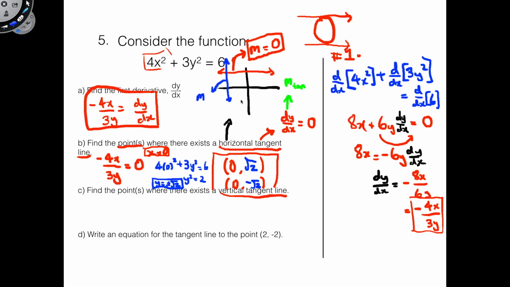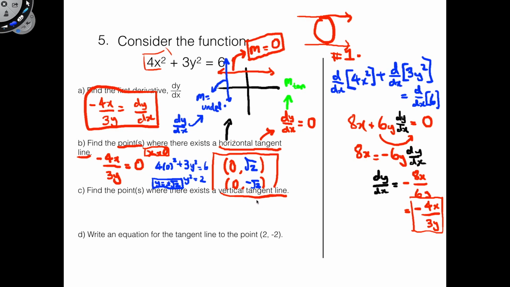Well, the y values are increasing, but the x values are not. So that suggests that this is undefined, right? So the m is undefined. The slope of the tangent line here is undefined. So therefore, for a vertical tangent line, this means that dy/dx is also going to be undefined.